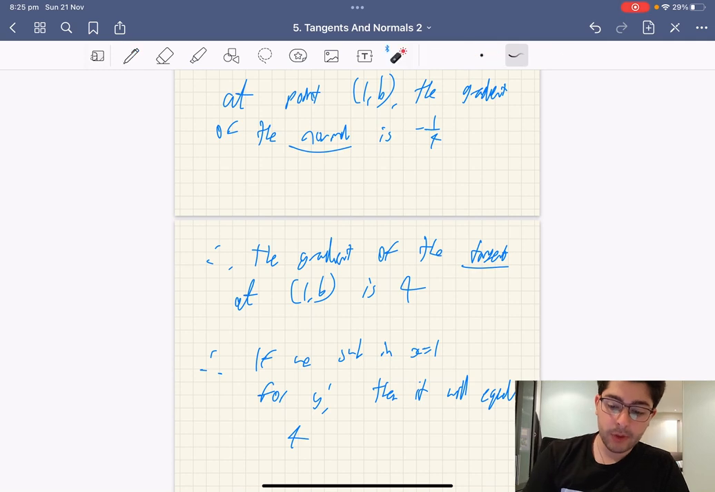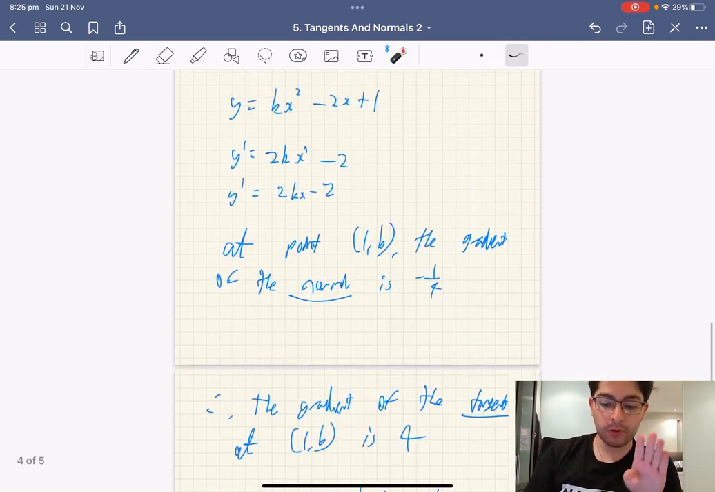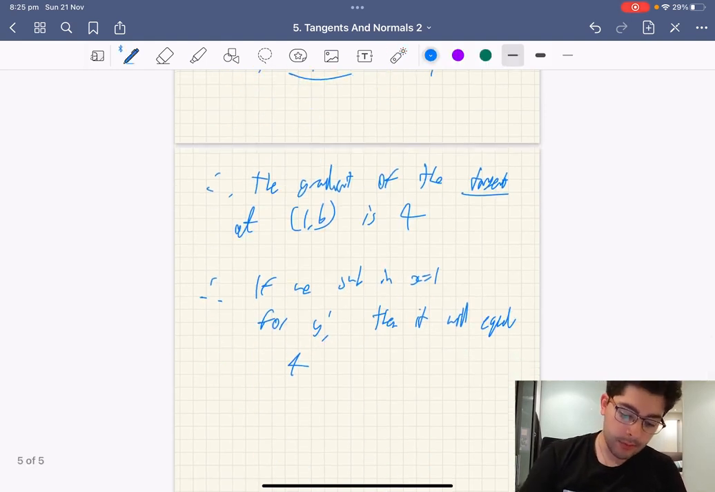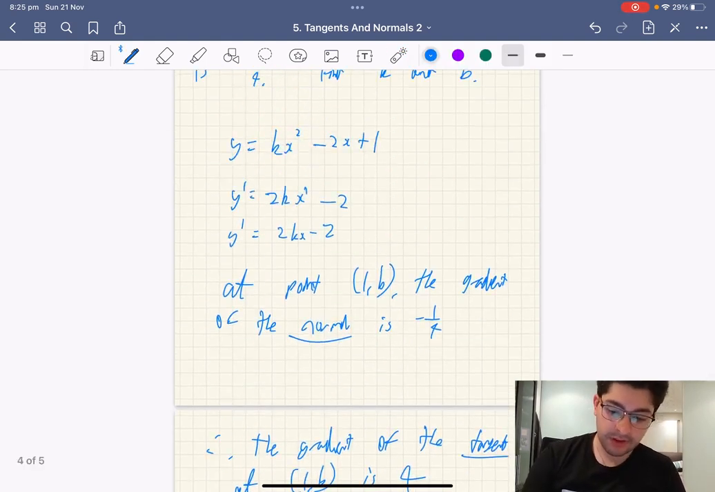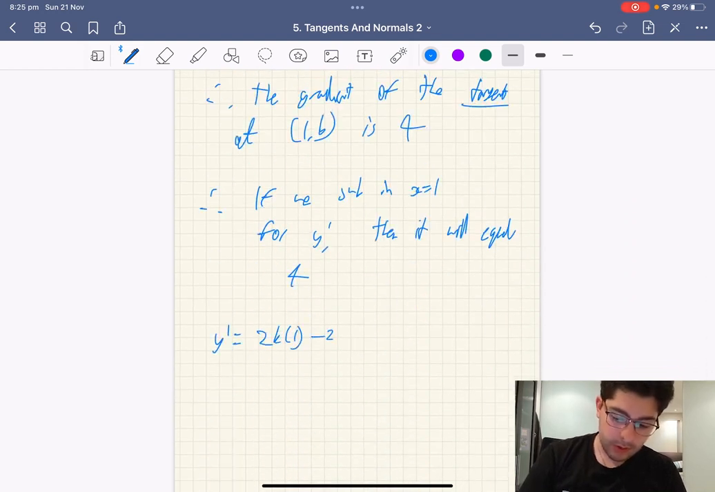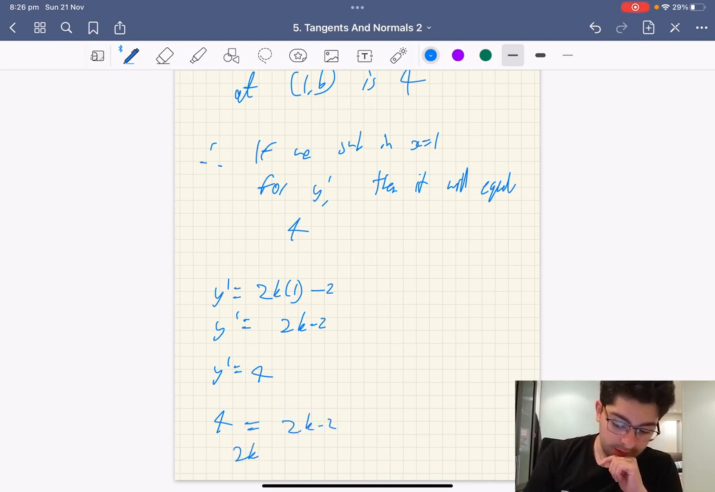Because we know the gradient of the tangent of the curve at x equals 1 is 4. But we also know the first derivative is this. But if the first derivative gives the gradient of the tangent, we can equate the two. So we know y dash is going to be, if we sub in x equals 1, 2k times 1 minus 2, which is going to be 2k minus 2. But we also know that y dash equals 4, the gradient at that point. So therefore, we make them equal to each other. 4 equals 2k minus 2. 2k is equal to 6. K is equal to 3.